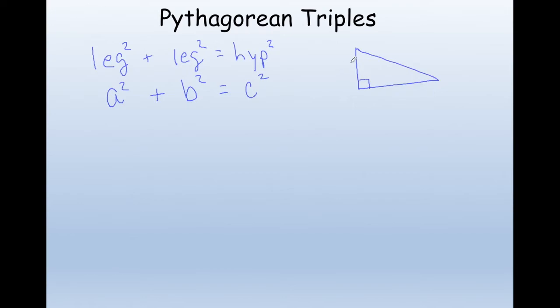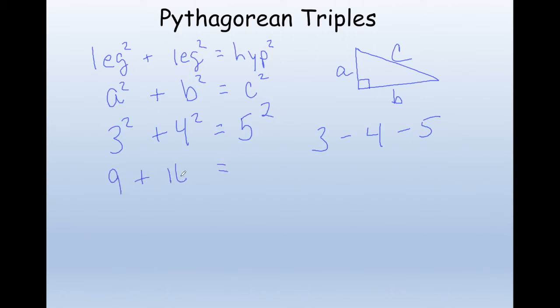So you have a right triangle. C is always the hypotenuse. A and B are the two legs. So for example, a 3, 4, 5 triangle: 3 squared plus 4 squared. You always take the biggest number and put it in for C. These two numbers can go either as A or B. When you do the math, you find out the left side is equal to the right side. That's what we mean by satisfying the equation a squared plus b squared equals c squared.